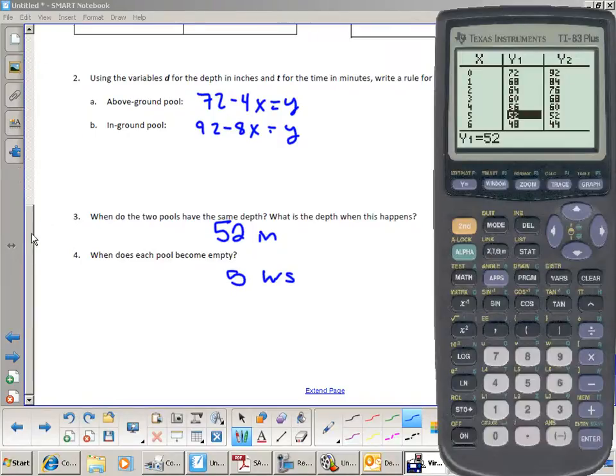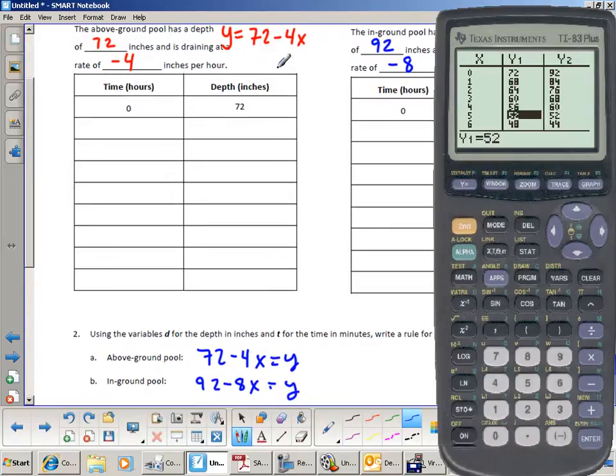It's just a matter of subtracting 4 each time. So after 1 hour, take away 4, you end up with 68. After 2 hours, take away 4, you had 64, and so on and so on. But we have this piece of technology to help us.